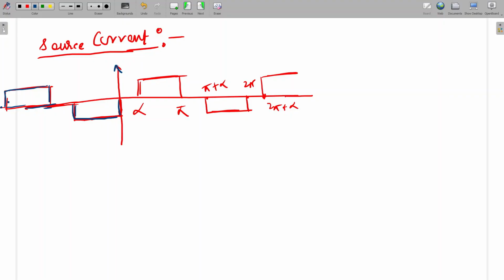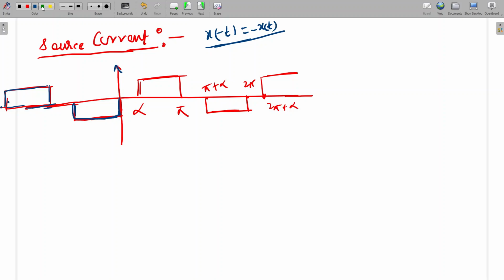What is the definition of an odd signal? x of t equal to minus x of minus t. So this is not possible here. See, this is starting from here. Symmetry is not there.